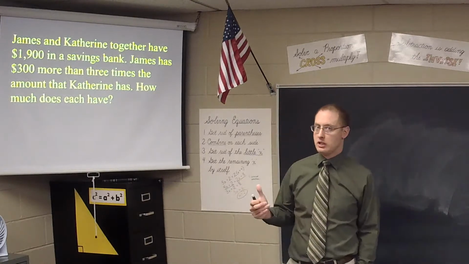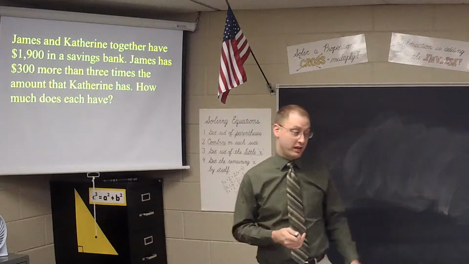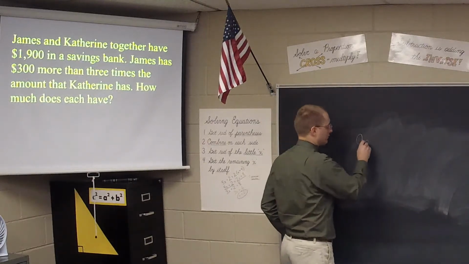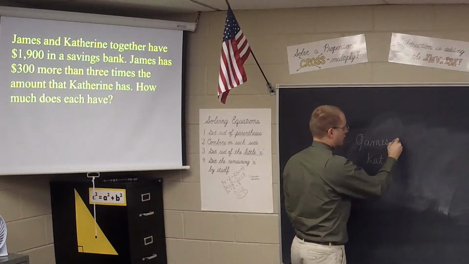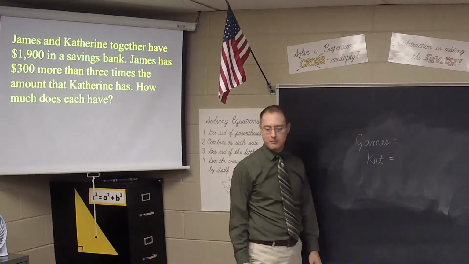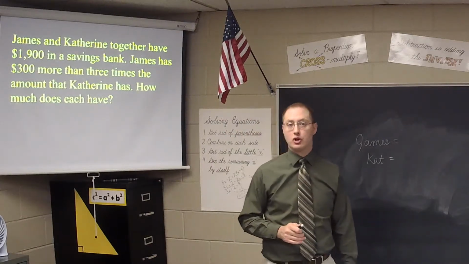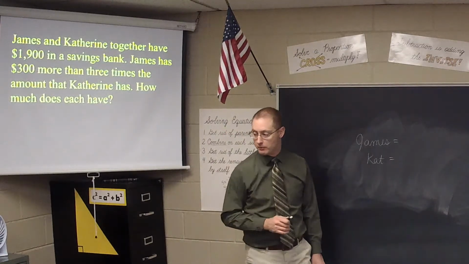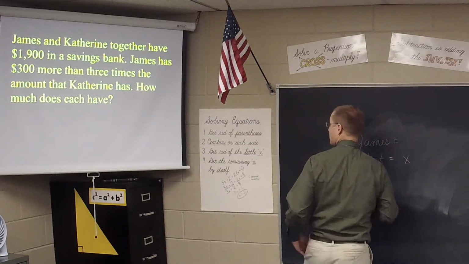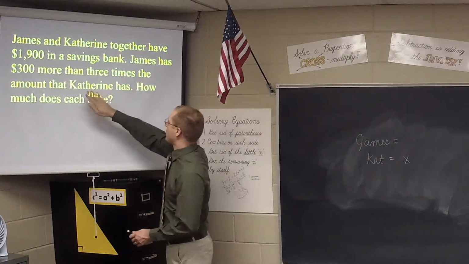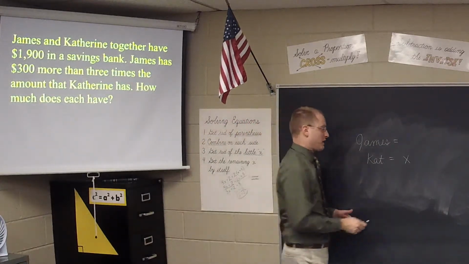Well, obviously here, how many unknowns? I trust you had 2 unknowns, James and Catherine. At your seat, pick one to be x, then represent the other in terms of x. Pause the video. Catherine needs to be x because it comes back to Catherine. James has more than 3 times the amount that Catherine has. Since it comes down to Catherine at the end, she'll be x.